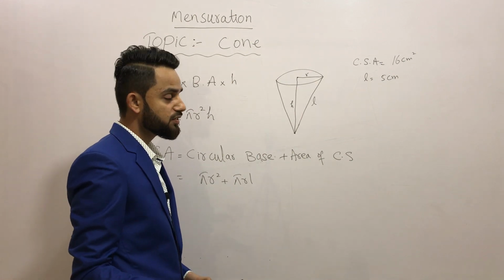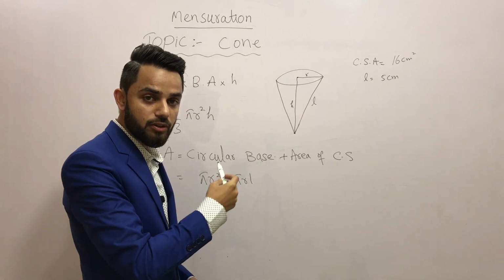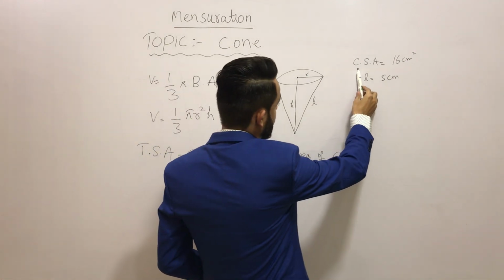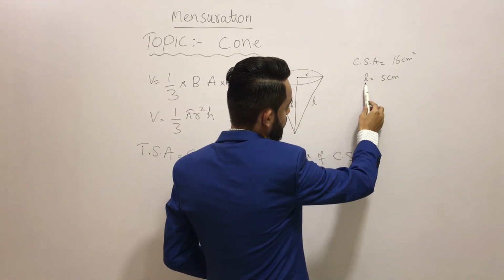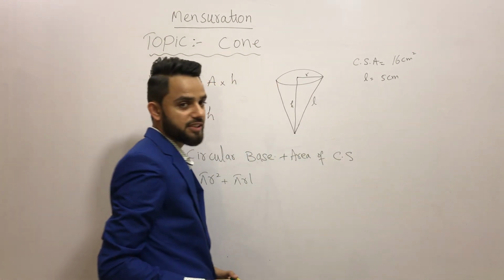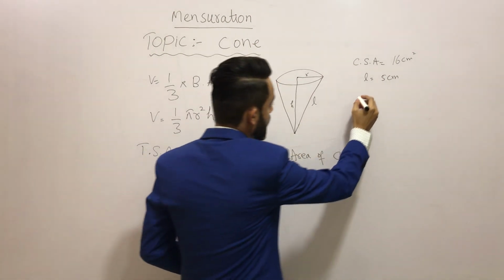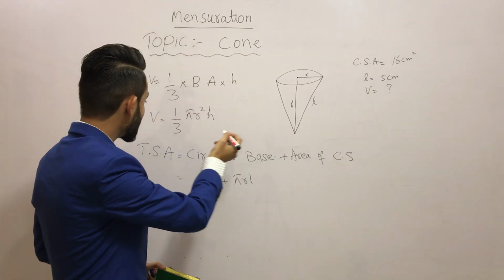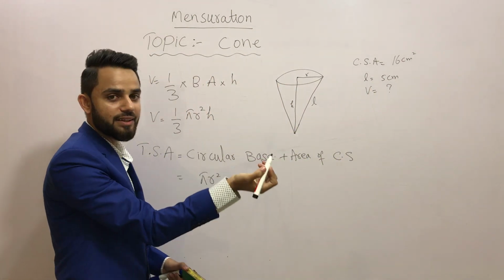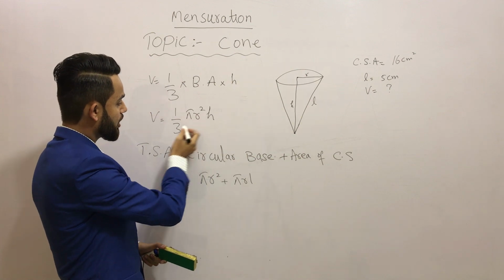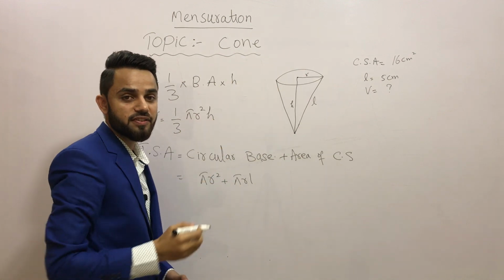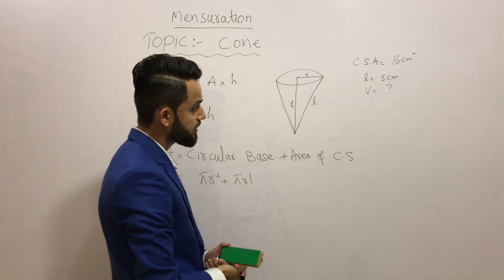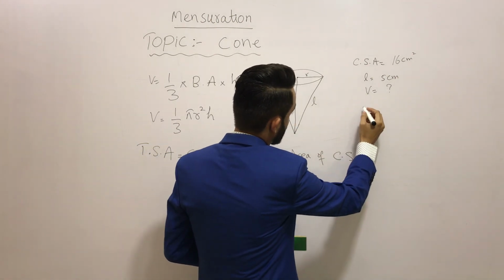So keep watching this video till the end, and you should be making notes for every single thing that I'm trying to explain. So the curved surface area is 16 centimeter square and the slant height is 5 centimeter. Remember, we want to find the volume of a cone. The volume of a cone does not depend upon L, and it does not depend upon the curved surface area. So how can we find the volume in this case? All right, let's go gradually.